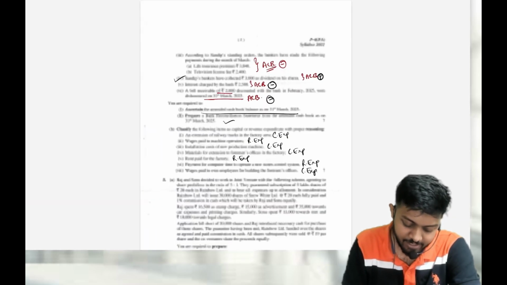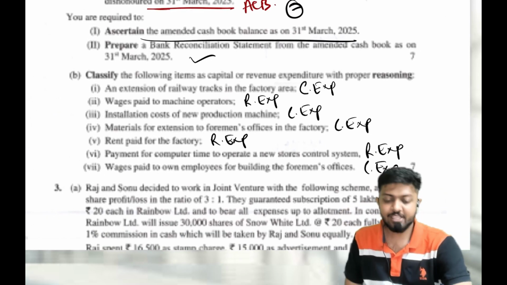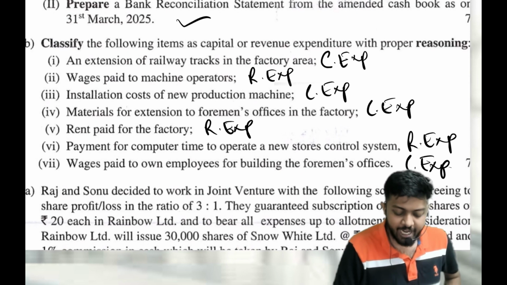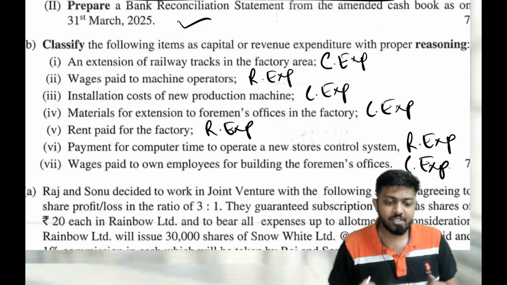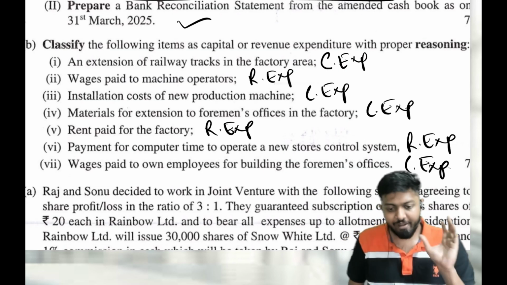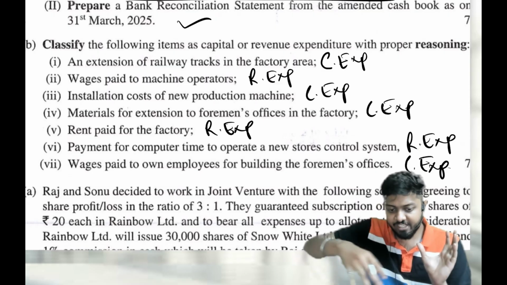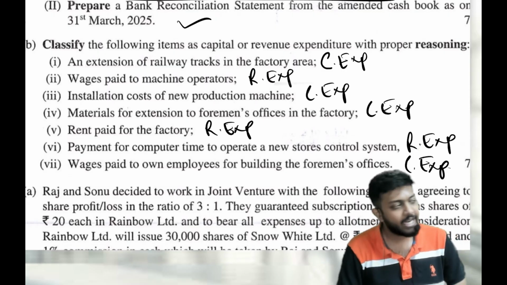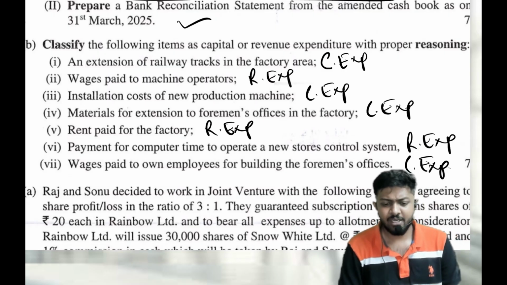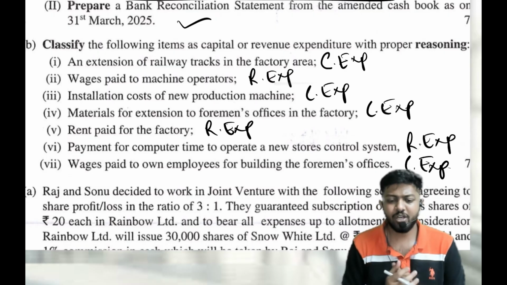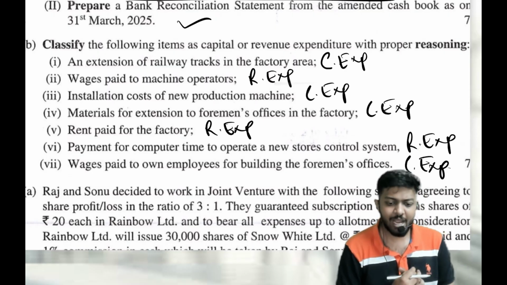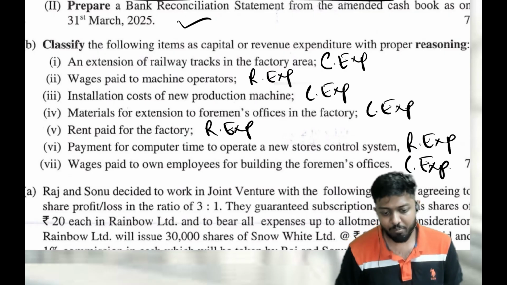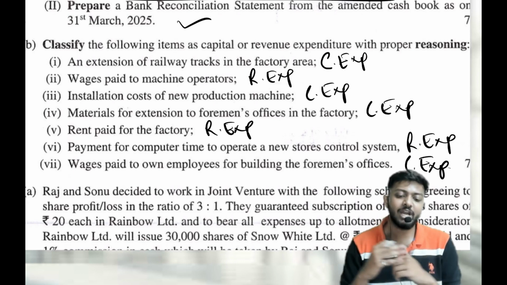So we are done with this BRS problem. Next, they have given us a classification of capital expenditure and revenue expenditure. First, an extension of railway tracks in the factory area. You have a factory area, and you put railway tracks in front of it so that trains can come directly to your premises and take the items. The railway tracks now become a fixed asset. So it's a capital expenditure, and the benefit from the tracks is for more than 1 year. You won't build tracks for only 1 year.